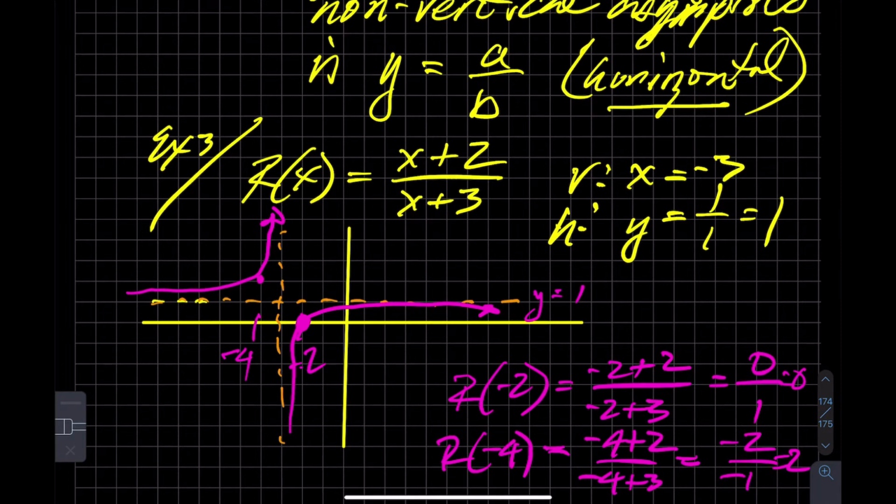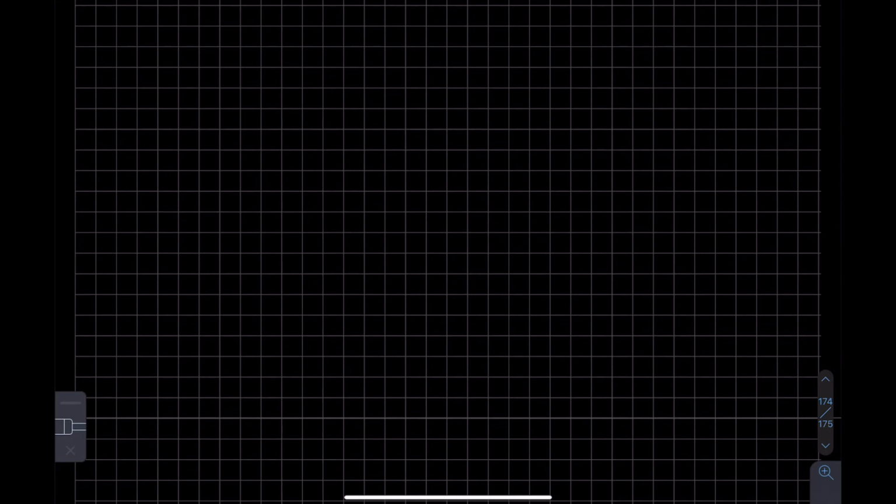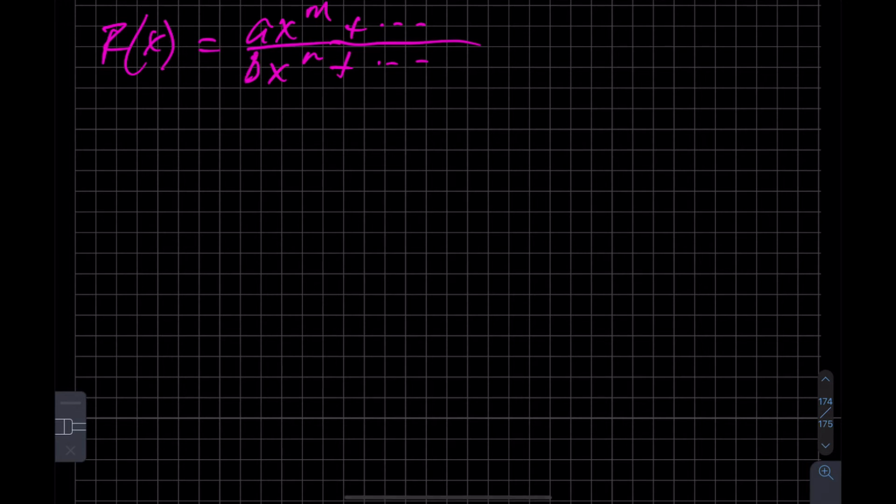So that's what it looks like. And we have to go to a different example. So that's if m equals n. Okay? So remember, we're still looking at this thing. I'll rewrite it on the next part here. So remember, it's r of x equals a times x to the m over b times x to the n. It could be a much bigger polynomial, but we're really interested in looking at this first term.